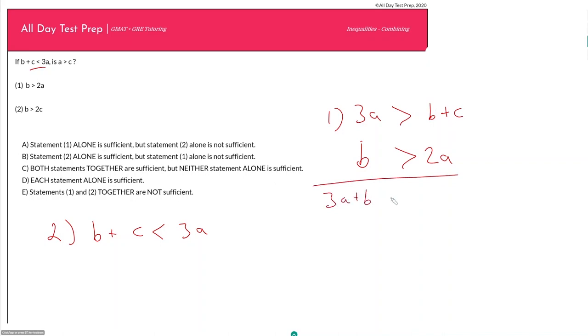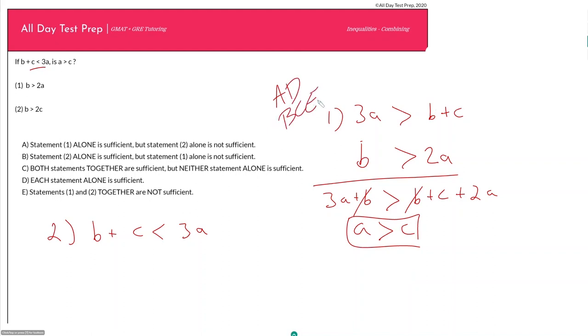3a plus b is greater than b plus c plus 2a. Lo and behold, subtract b from each side. My b's cancel out. Subtract 2a from each side. A is greater than c. This answers my question. Sufficient. Statement 2. So this is my universal inequality.